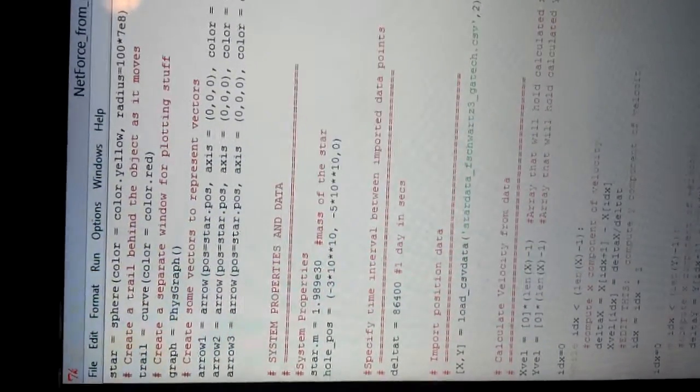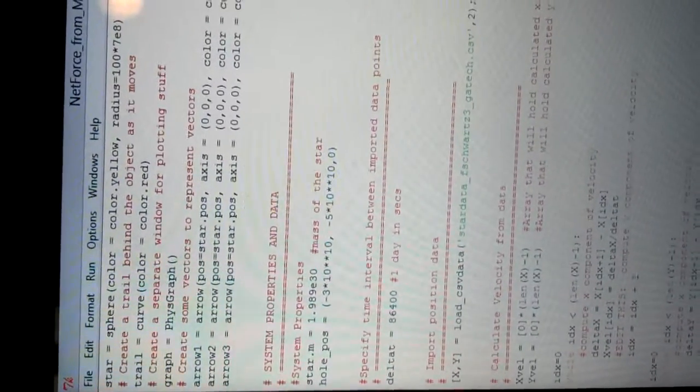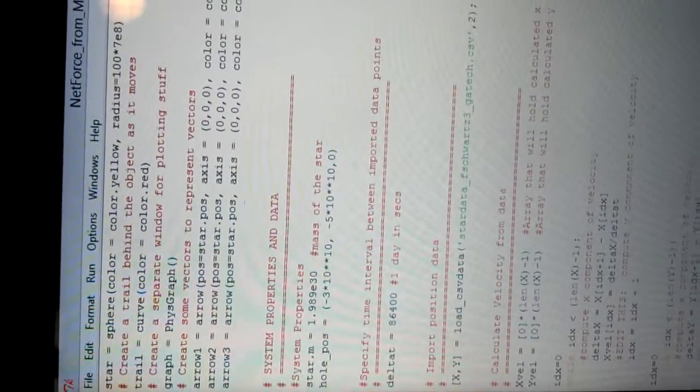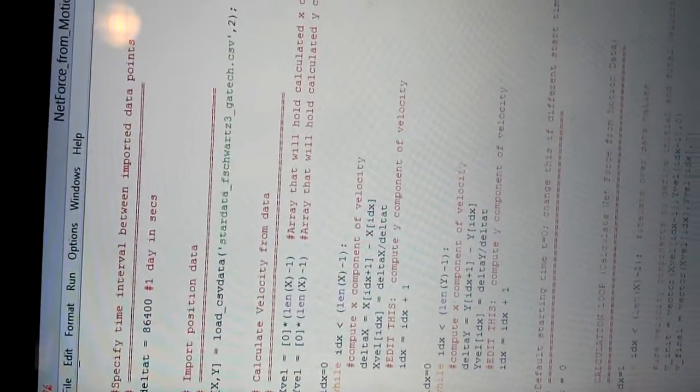This is my Lab 7 Part 1, and as you can see here, we're trying to calculate the mass of the black hole. We start off with the mass of the star, which is 1.98989e30, and the black hole position, which is right there. Now, as we go down, you can see the time step is 86,400 seconds, which is just 1 day in seconds.